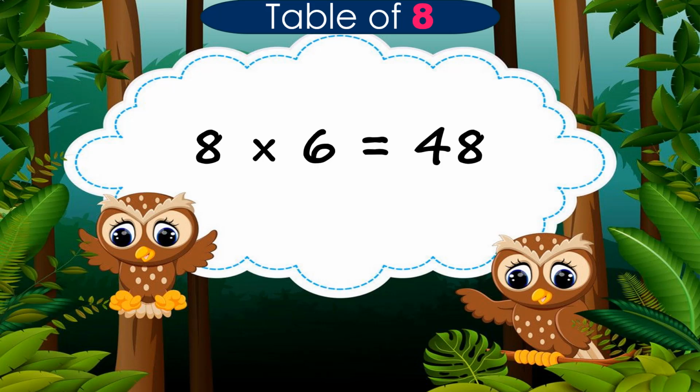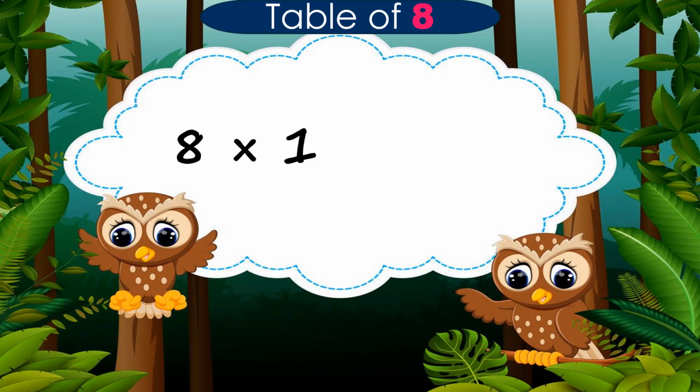8 sixes are 48. 8 sevens are 56. 8 eights are 64. 8 nines are 72. 8 tens are 80.